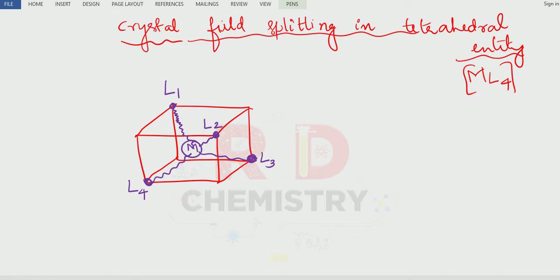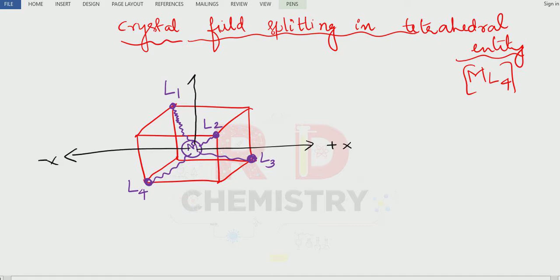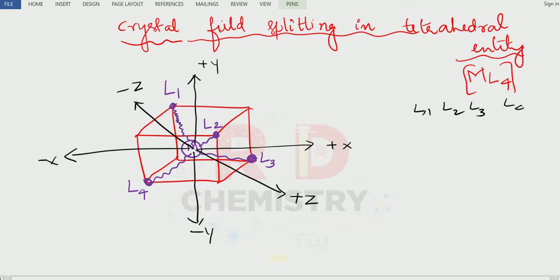Now let me draw the axis. Here, let it be plus x, let it be minus x, let it be plus y, let it be minus y. And here, let it be plus z, and let it be here minus z. Correct? Clear? Now see the ligands: ligand 1, ligand 2, ligand 3, ligand 4. They are not on the axis. They are in between the axis.